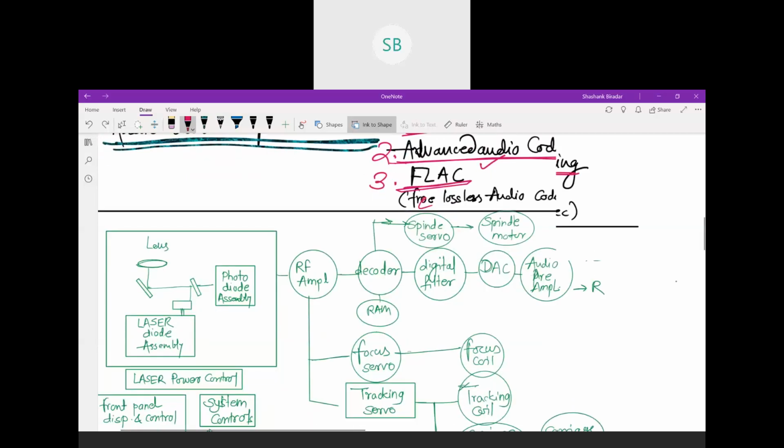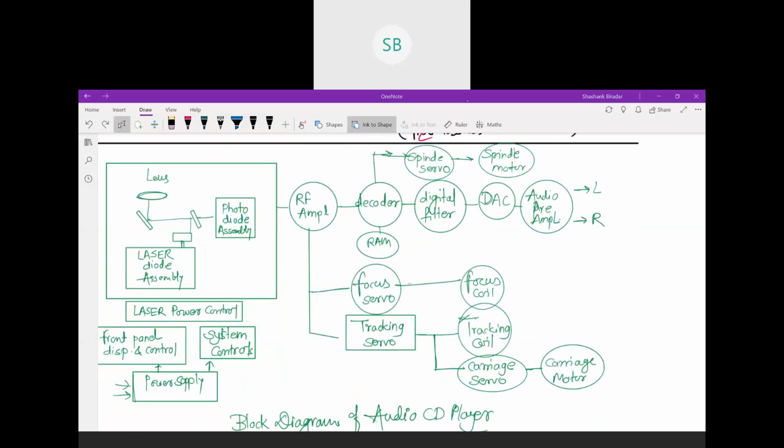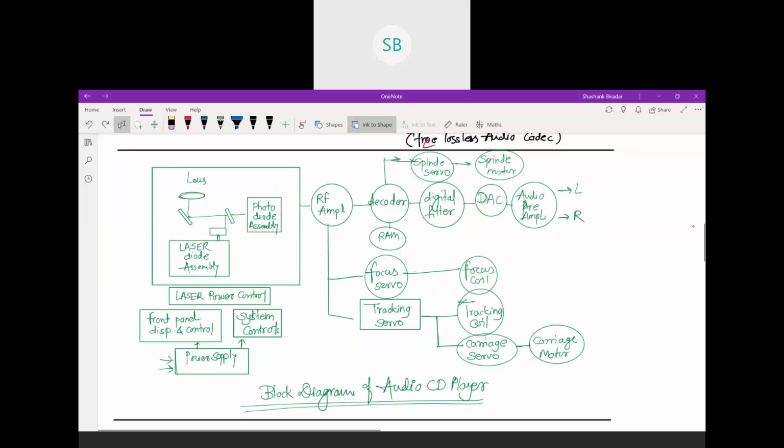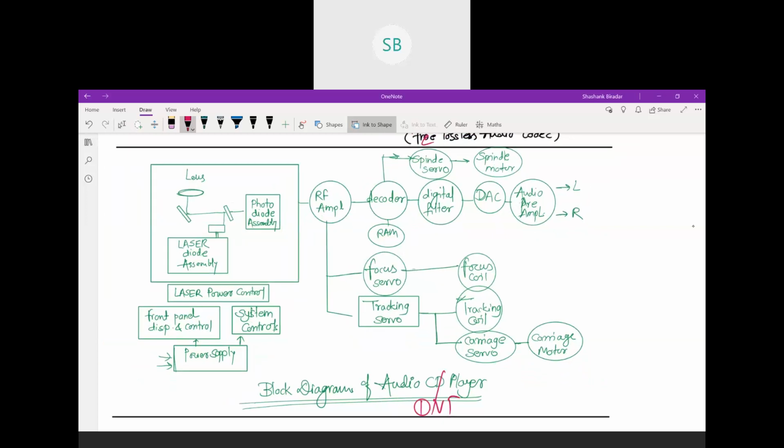Okay, now coming to the next topic, and that is the block diagram of audio CD player. This can be asked in the examination either for CD or DVD. In this, this box is the optical assembly, where you can read or write the data from the disk.